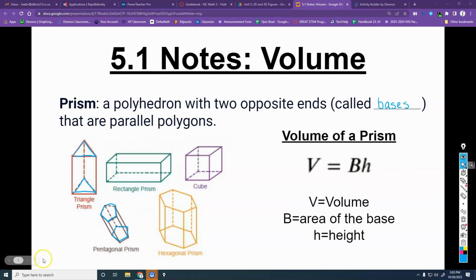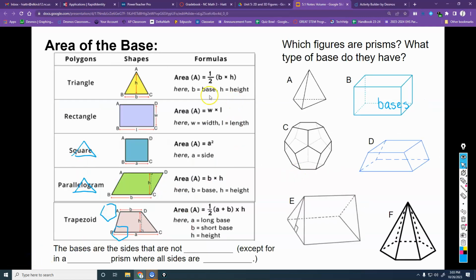So let's look at a little bit more with this. The base may be several different shapes. I put several here that are just common ones that we'll see. We might see some like a hexagon or a pentagon or something, but I don't think we're going to see that much. So triangle, rectangle, square, parallelogram, and trapezoid. All of these formulas are given here.